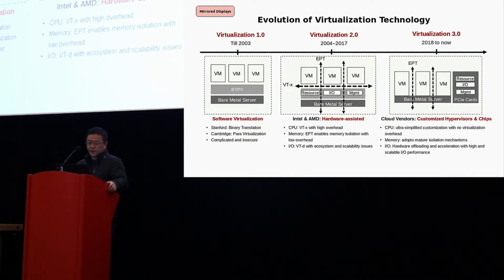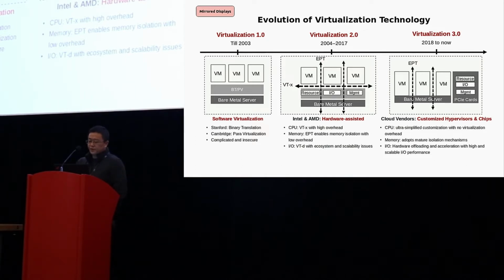But some technology has some issues. For example, VT-d has some ecosystem issues, and you know that if we directly pass a device through to the guest, we cannot easily migrate from one server to another. That is a big problem for cloud providers, because cloud providers need to update their infrastructure year by year.